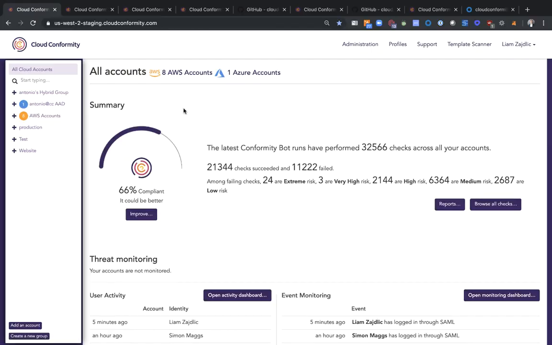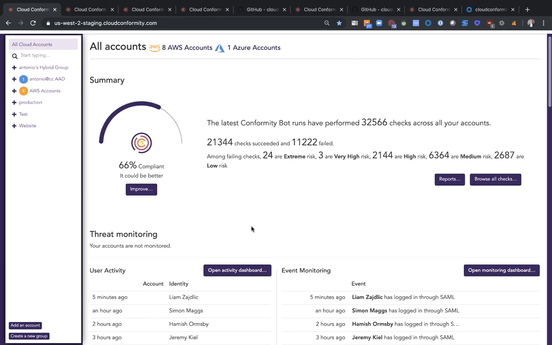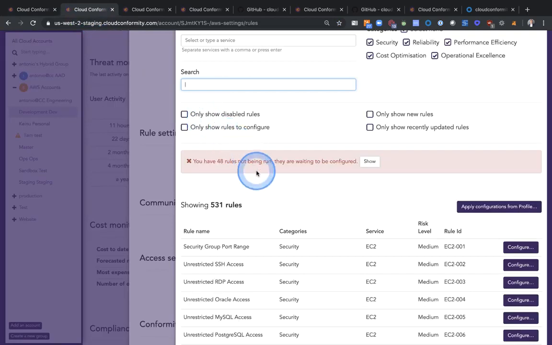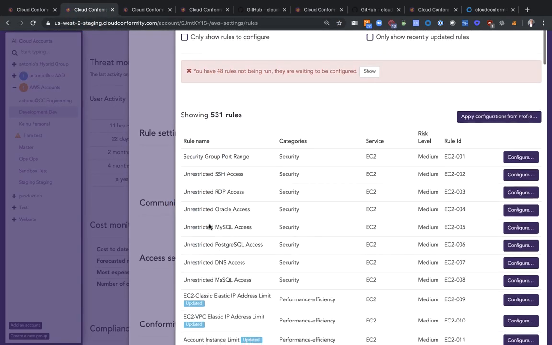Cloud Conformity is a public cloud infrastructure, security, compliance, and governance SaaS solution. What this means is Cloud Conformity helps our customers de-risk their investment in public cloud by providing real-time visibility and assurance that their cloud infrastructure is configured securely, is compliant, and also built to best practice. Cloud Conformity also boasts the most in-depth control set across AWS with over 530 controls and counting.